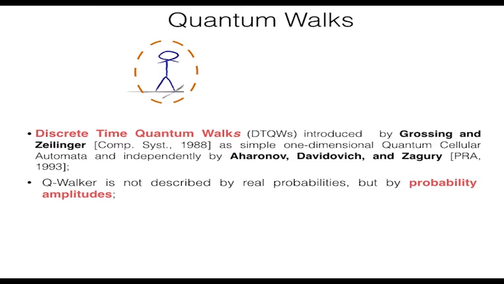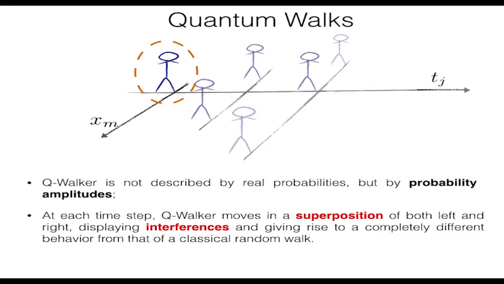Then the main difference between a quantum walk and a classical walk is that the state is described by probability amplitudes and not real probabilities. And at each time step, our walker moves in a superposition of both left and right and displays interferences.